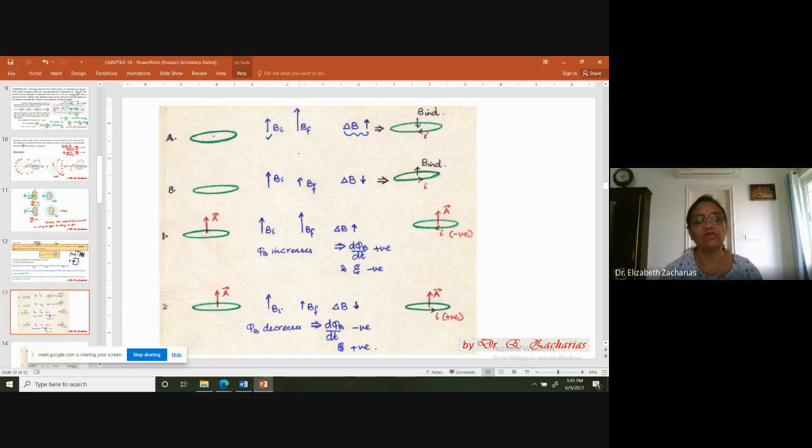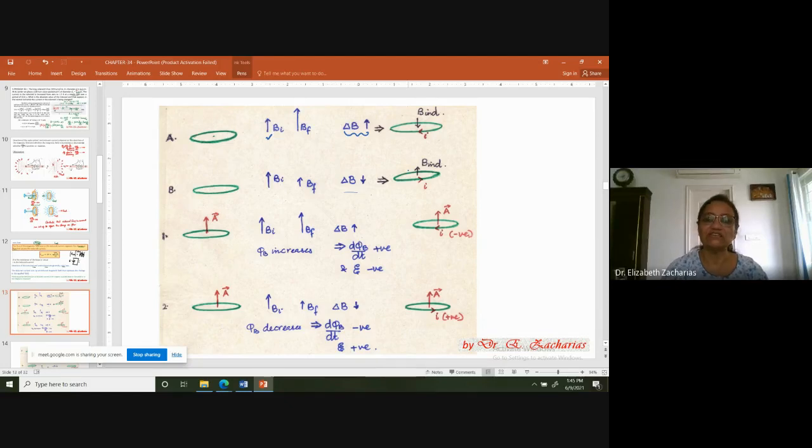Now let's go to the second picture. In the second picture, again, the magnetic field through the loop is in the upward direction. But the initial magnetic field is larger than the final magnetic field, which means the change in flux is negative. Therefore, what should your induced magnetic field do? It should oppose this decrease. So it should create a field and try to compensate that decrease. Therefore, the induced magnetic field will be in the upward direction, and from the right hand rule, the current is as given here.